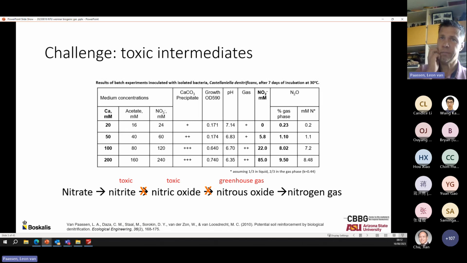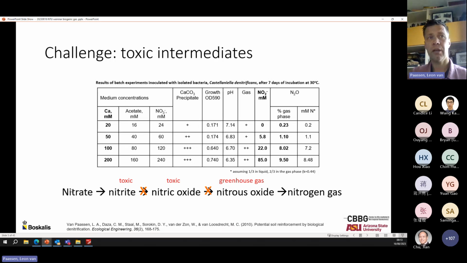Regarding the toxicity, the reduction of nitrate goes in 5 steps. It goes from nitrate to nitrite, and the nitrite is reduced to nitric oxide, and further to nitrous oxide, eventually to nitrogen gas. Both nitrite and nitric oxide can be toxic for the bacteria, so you want to avoid accumulation of these intermediate products. And actually nitrous oxide is a strong greenhouse gas, so this you also want to avoid.